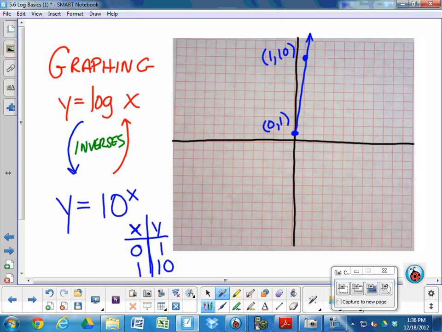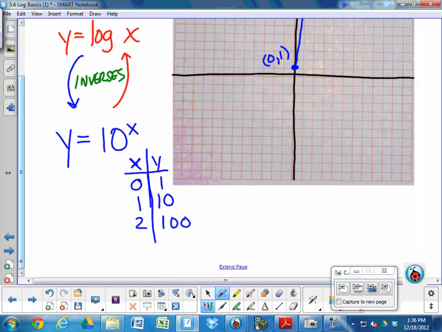What happens when we enter in our table of values some negative numbers? I'm going to make a different table so I don't have to keep extending the page. If I put in -1, you don't get an error. You can do 10 to the -1. What do you get?